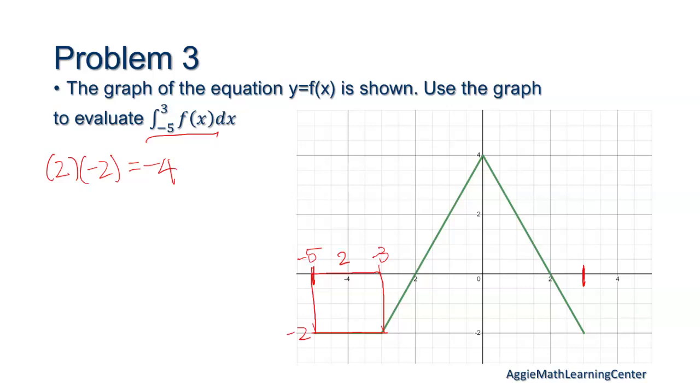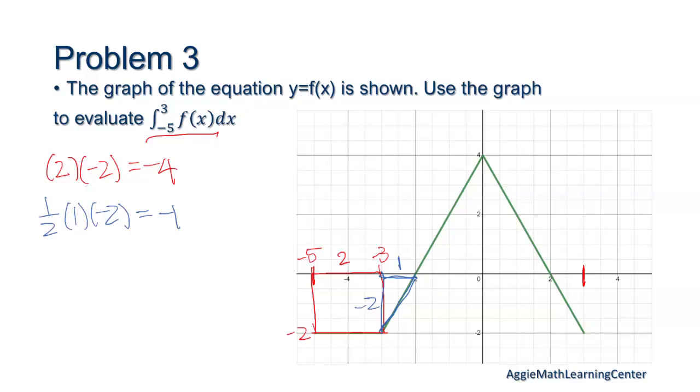And then right next to it, I'm going to use a different color. There's this triangle. The base of the triangle would be 1, and the height would also be -2. So we'll find the area of that one, which is 1/2 the base times the height. That gives us -1.